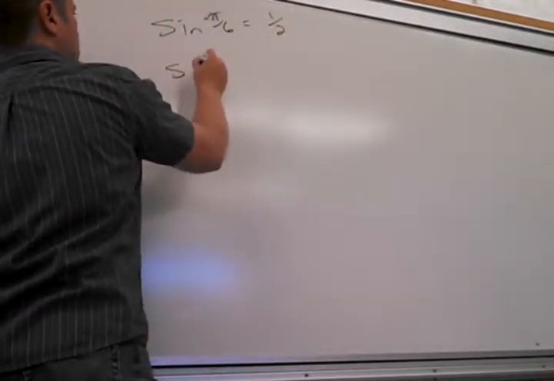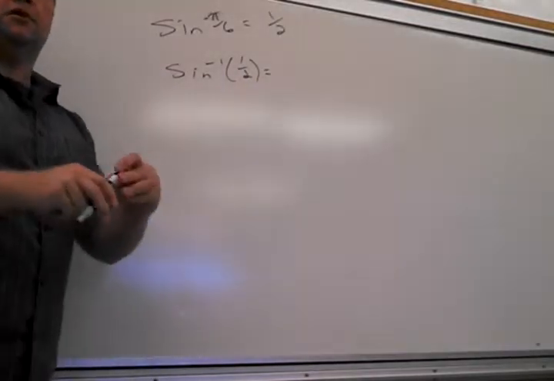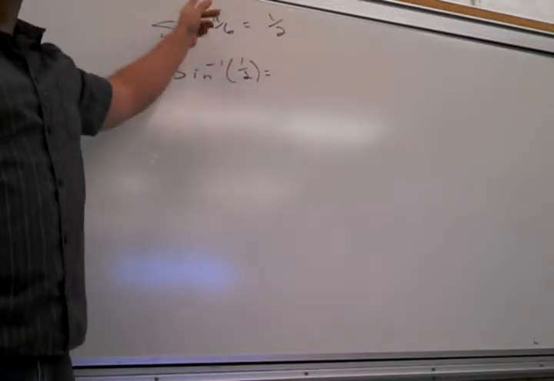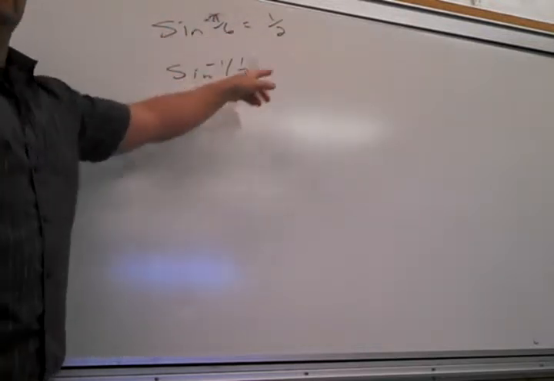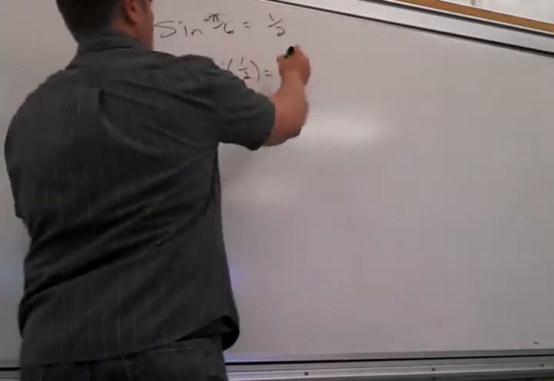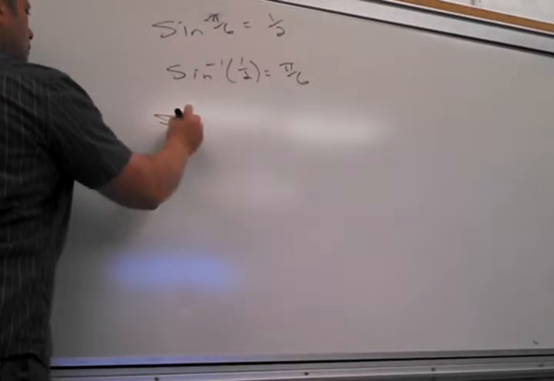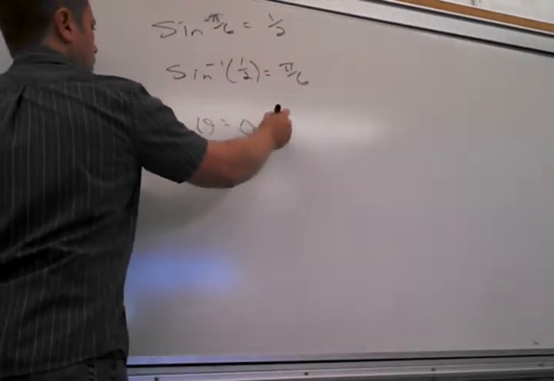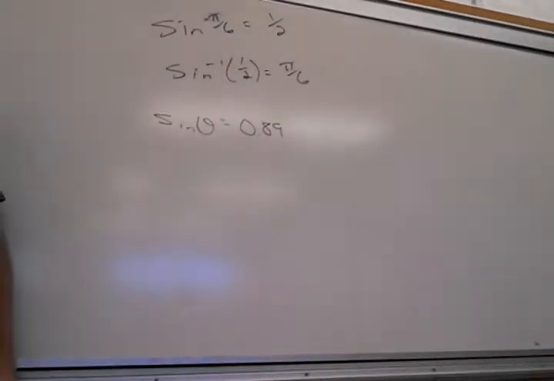What would the inverse sine of 1/2 be? Inverse functions, they take you right back to where you came from, right? So since the sine of pi over 6 is 1/2, the inverse sine of 1/2 must be pi over 6. So if I had a situation where I had sine theta equals 0.89, how could you figure out what the angle is?